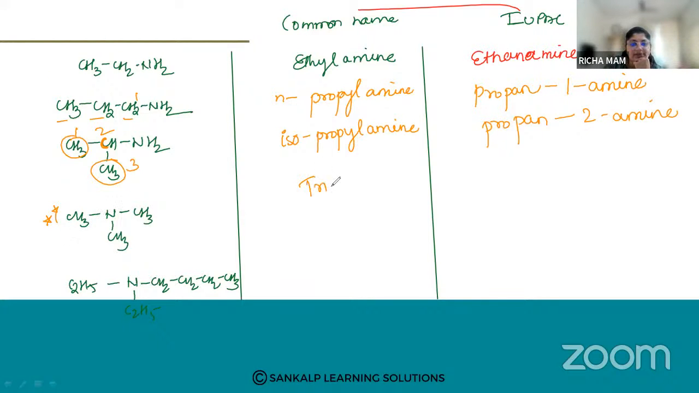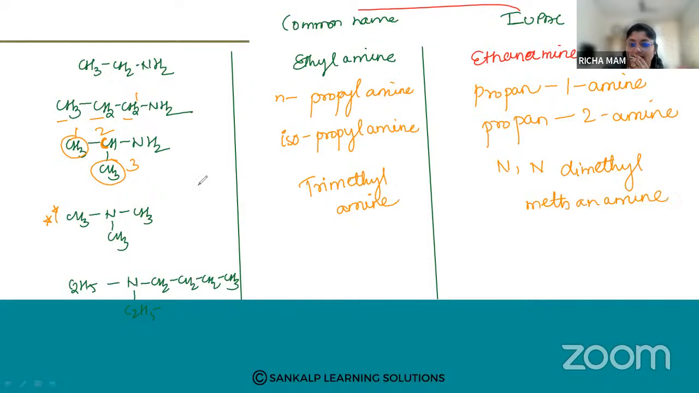It is trimethylamine. The common name is trimethylamine. Can you tell me the IUPAC name, students? So it is N,N-dimethylmethanamine. N,N-dimethylmethanamine. Okay. So very important. Mark this as important.